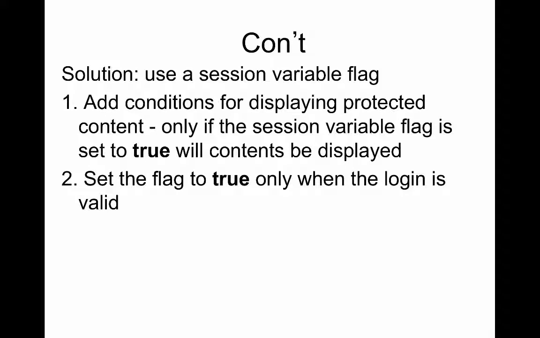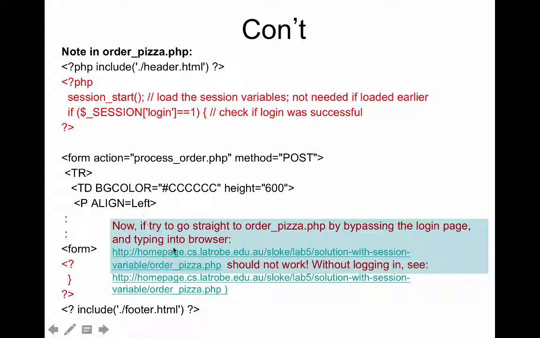So the idea here is to add conditions for displaying the protected content, and only if the session variable flag is set to true will contents be displayed, and set the flag to true only when the login is valid. So that's the technique that you use to protect the contents. So in order pizza.php, we first call session_start to gain access to the $_SESSION variable. We first check whether the value of $_SESSION['login'] is 1, right? And if it is indeed 1, then we actually display the form, and that's it.